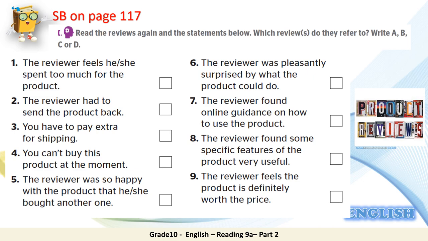Here are the 9 statements. Let's read them together, explain any difficult words, then you will take your time to do it alone. Statement number 1. The reviewer feels that he or she spent too much money for the product. Which reviewer had this feeling? Statement number 2. The reviewer had to send the product back. He was dissatisfied and sent it back. Statement number 3. You have to pay extra money for the shipping. Number 4. You can't buy this product at the moment.